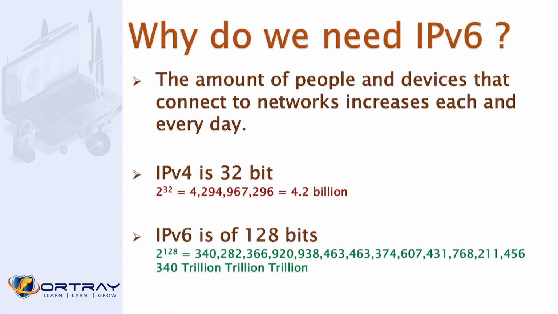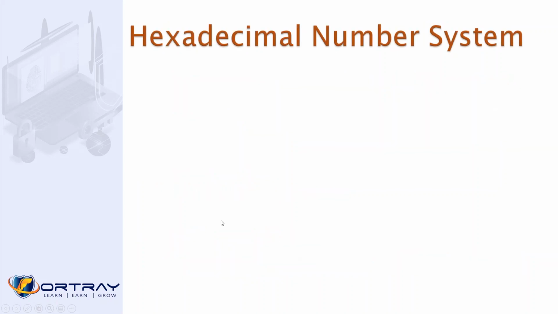That's why we need IPv6. The problem is IPv4 has only 32 bits. IPv6 has 128 bits, so 2 raised to the power 128. So trillions of IP addresses are available publicly, and you don't need anything else.